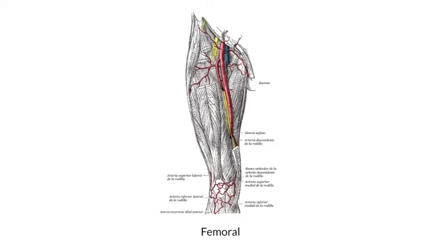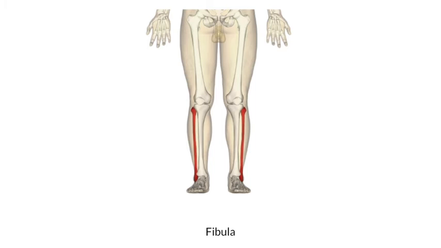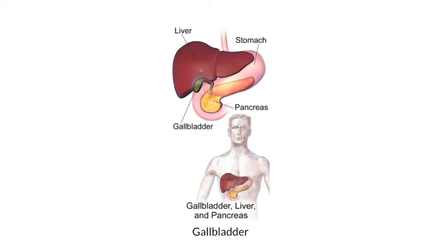Femoral arteries, these are the major arteries supplying the leg. As you can see, it can be very prominent in the femur. Femur is a bone, as you can see in the picture, red. It's the upper leg or the thigh bone. Fibula, or in short fib, this is the lateral and smaller bone of the lower leg.